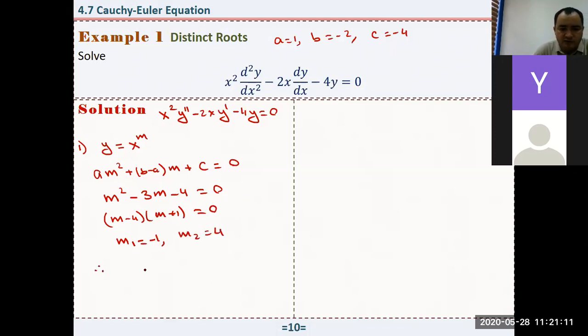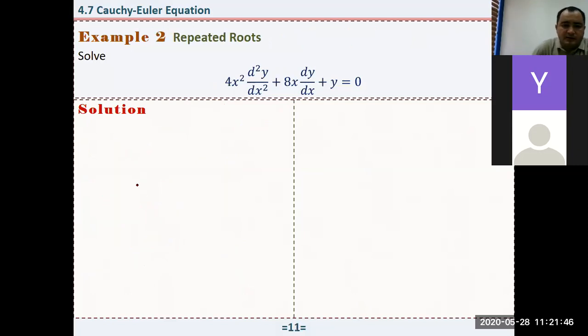Then what is the solution of this differential equation? y(x) = c₁x⁻¹ + c₂x⁴. That is the solution of this differential equation. If you differentiate twice, put it here, differentiate once, put it here, and evaluate this expression, it will be exactly, identically equal to 0. That means for every value of x, the left-hand side is equal to the right-hand side. Okay, that's the first example.